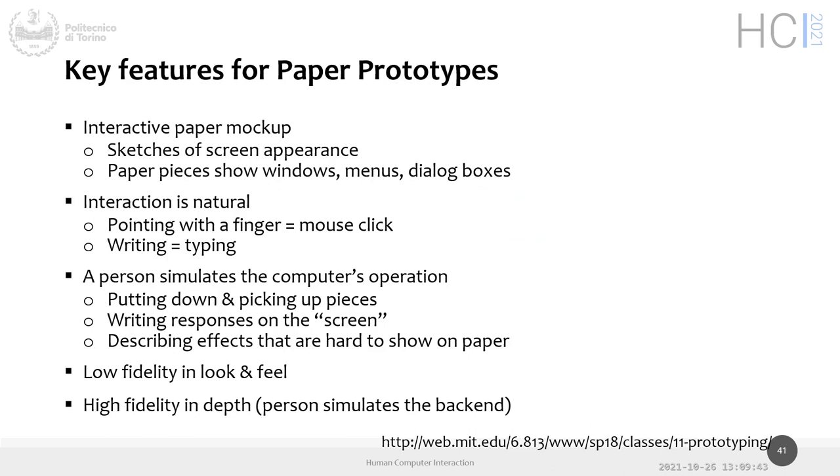So basically we have an approximation of what the screen would look like. We may use pieces of paper to show screen content. We may use them to show the device frames, for example. If you have any pop-up in your interface, you could have a separate sheet of paper that you just put there when it should appear, and so on. So it's easy to create a sort of dynamic behavior that you expect from real applications.